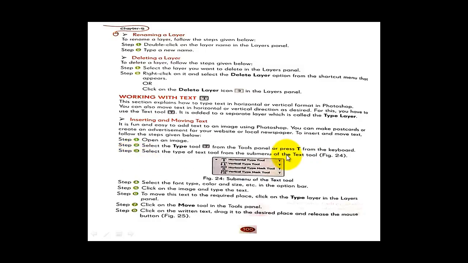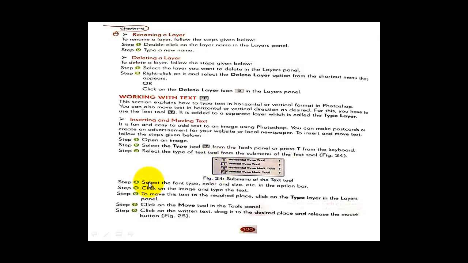Now after that, step number 3, select the type of text tool from the submenu of the text tool shown in figure number 24 here. Now horizontal type tool, vertical type tool, vertical type mask tool, horizontal type mask tool. These are the types of text tool.